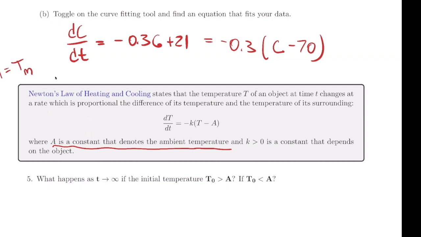But what's important here is to note that this and this are constants. Okay, they're not arbitrary constants, they're constants. Like A is going to be the ambient temperature of the room, and K is going to depend on properties of the object. Like that's going to be some property of the coffee cup. And so capital T is the temperature, lowercase t is time.